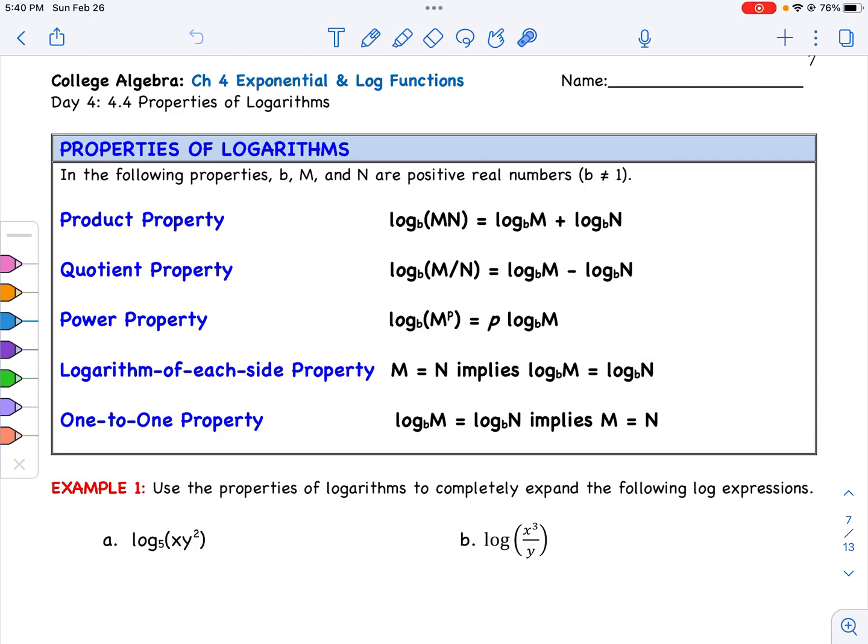Hi college algebra students, this is chapter 4, day 4 on properties of logs. So in our box here we have a couple properties.